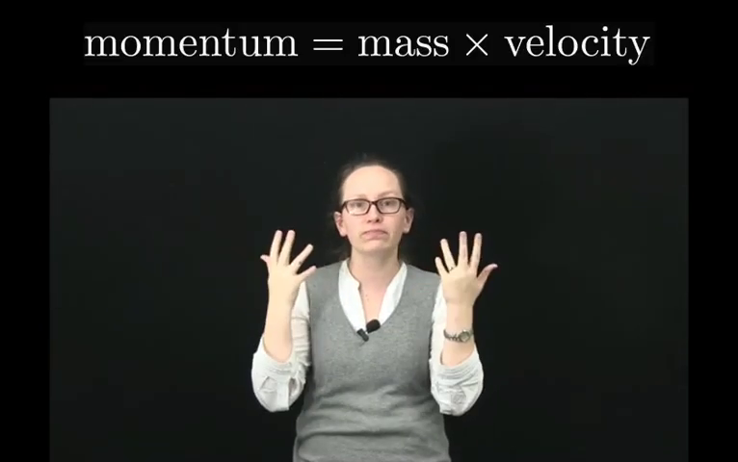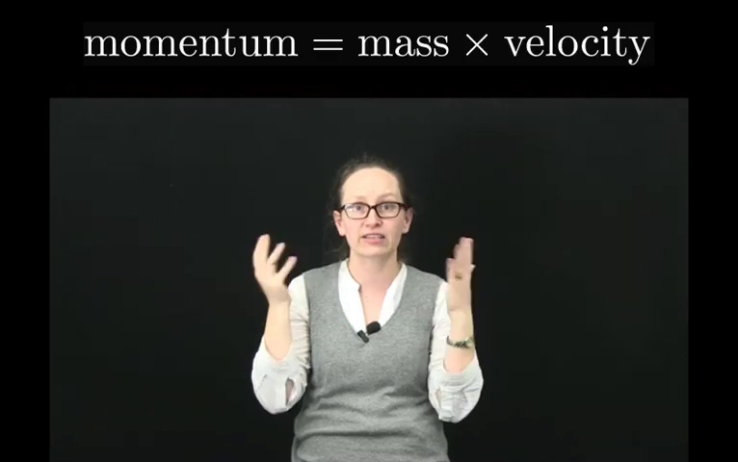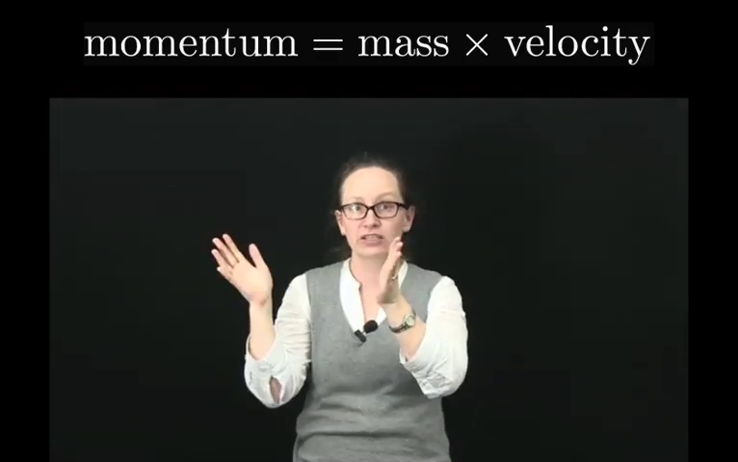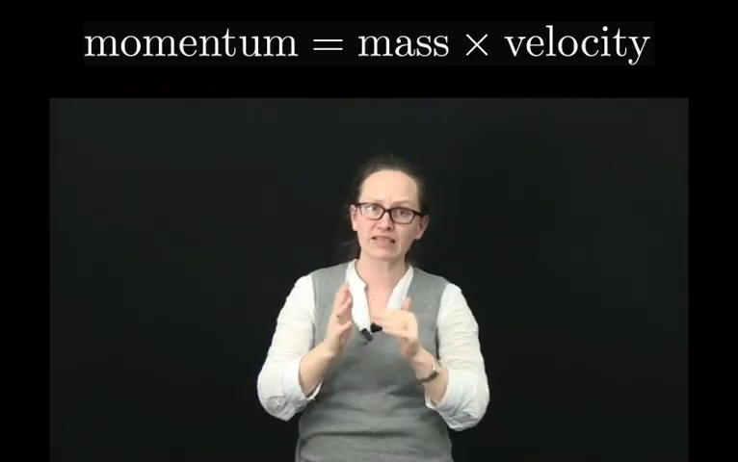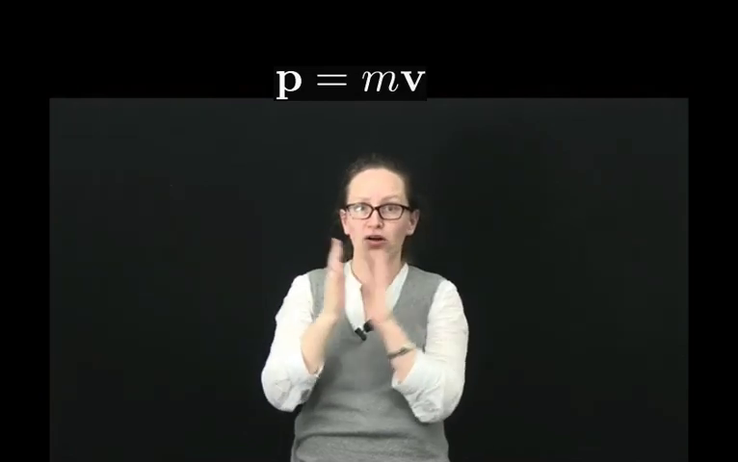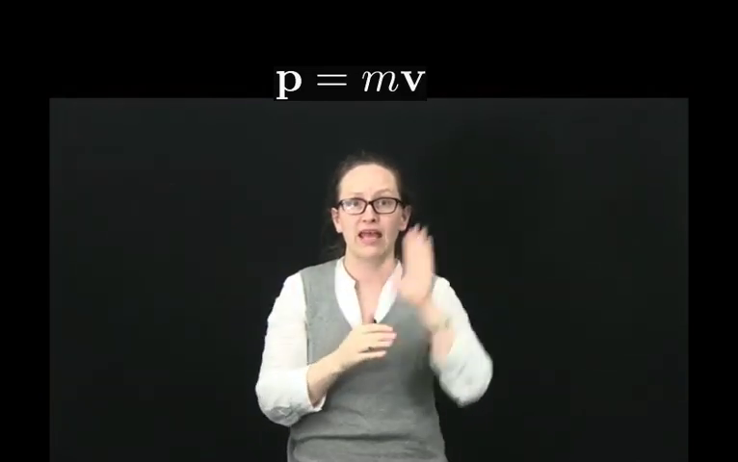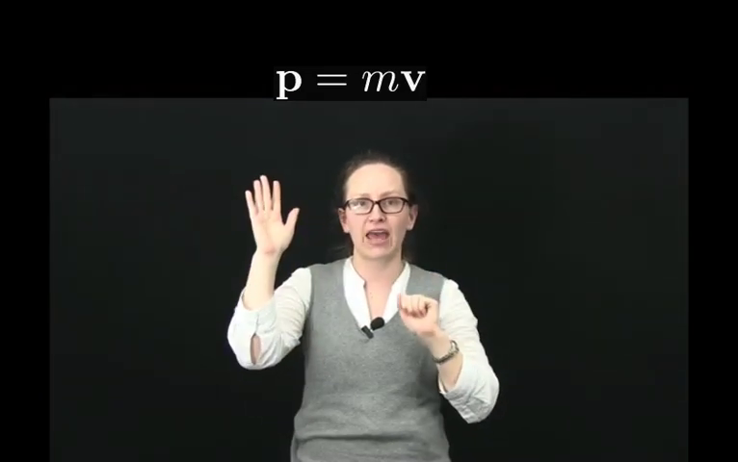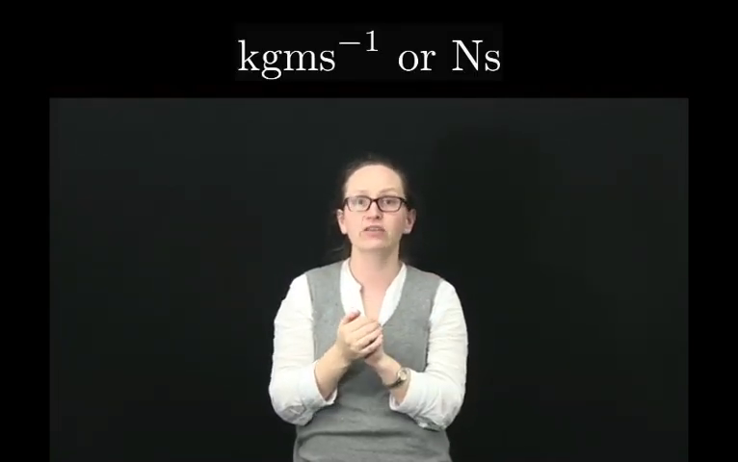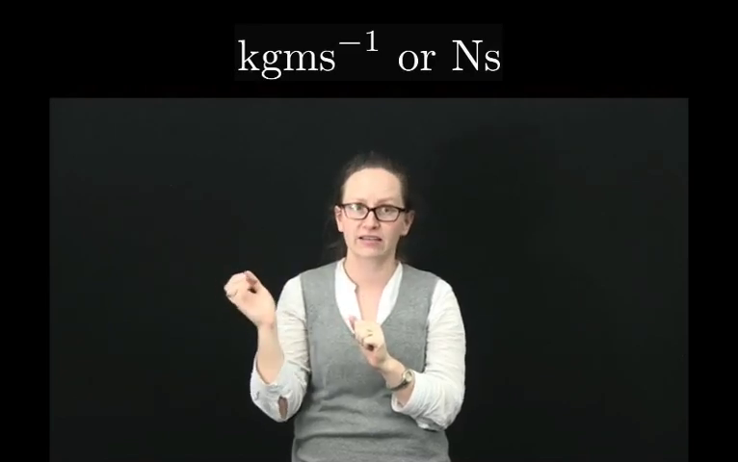Momentum can be calculated as the product of the mass of the object and the velocity of the object. Momentum is generally given the symbol a lowercase p. So our formula for momentum is p equals mv. The units for momentum are kilogram meters per second or Newton seconds.